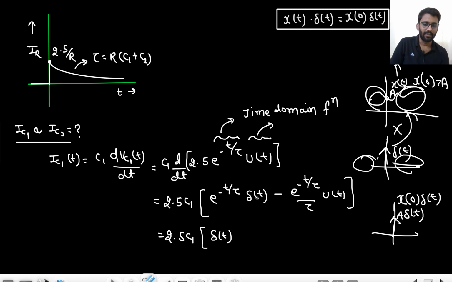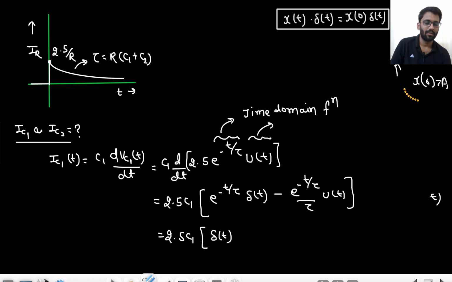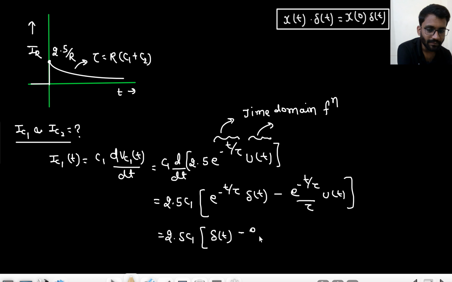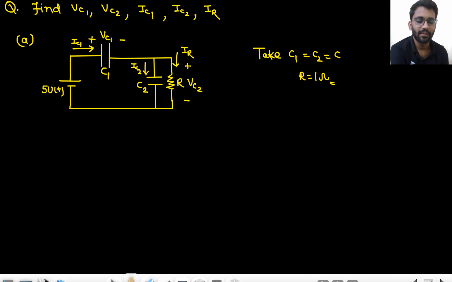So what is x(0)? e to the power minus 0 upon 2, so it will be 1 only. So only delta(t) will be there. There will be only delta(t) minus e to the power minus t upon 2 u(t). Okay, so let me write it on the next page. I C1(t).